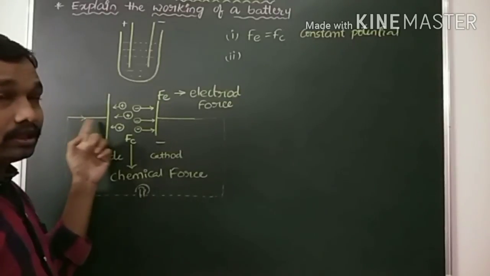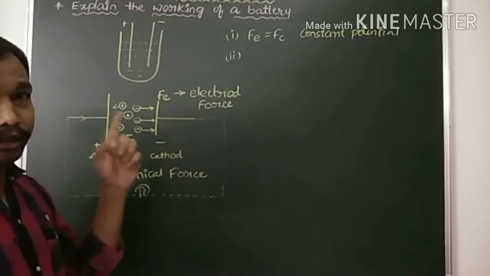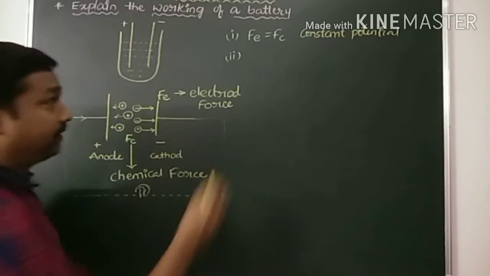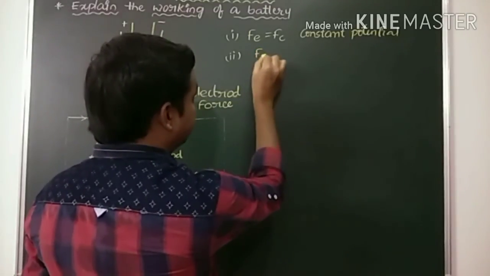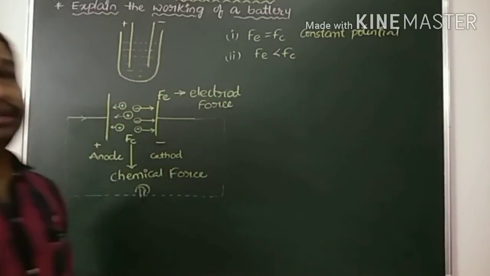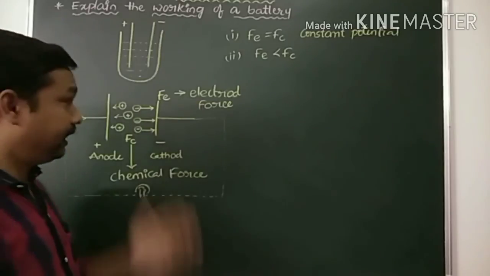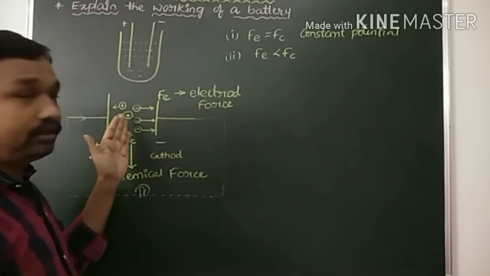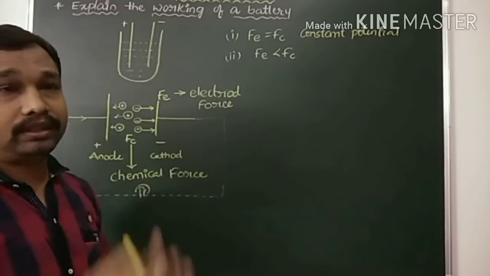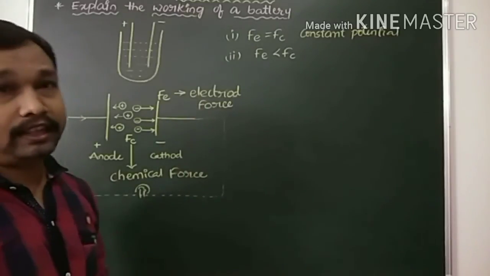Then what happens to this? When the positive ions and negative electrons are combined together, the electrode force will decrease. When the electrode force decreases, the chemical force will be more, so that the accumulation process takes place. Again, the chemical force exerts on positive ions towards the positive electrode and negative ions towards the negative electrode. Continuously the process will continue. This is the condition.